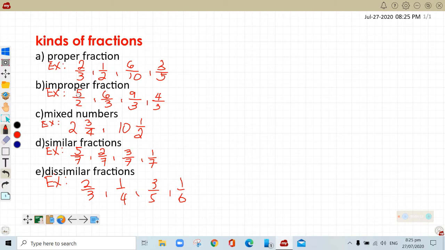Now, if you are asked to find, if the fraction has a bigger numerator than the denominator, then that fraction is an improper fraction. If the numerator is smaller than the denominator, ibig sabihin mas malaki yung nasa baba kaysa yung nasa taas ng fraction na yan, then that fraction is a proper fraction. Okay, so these are the different kinds of fractions. Don't forget the different kinds of fractions, okay? Proper, improper, mixed numbers, dissimilar, and also the similar fractions.